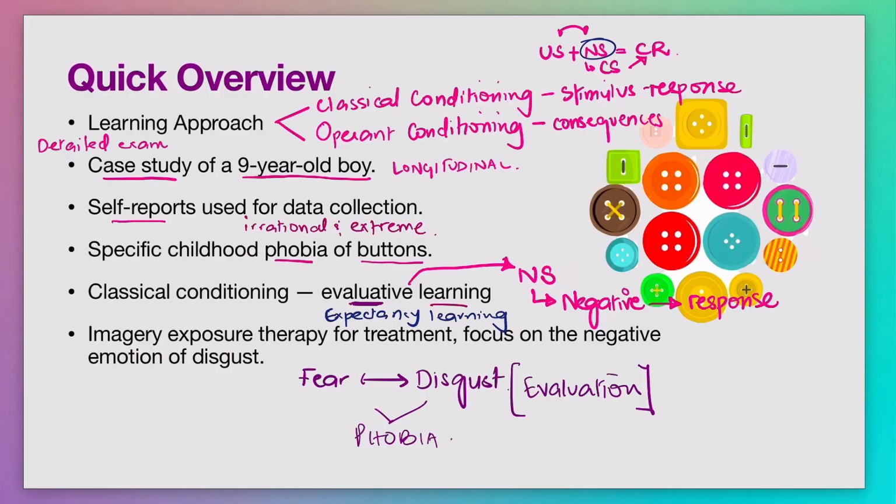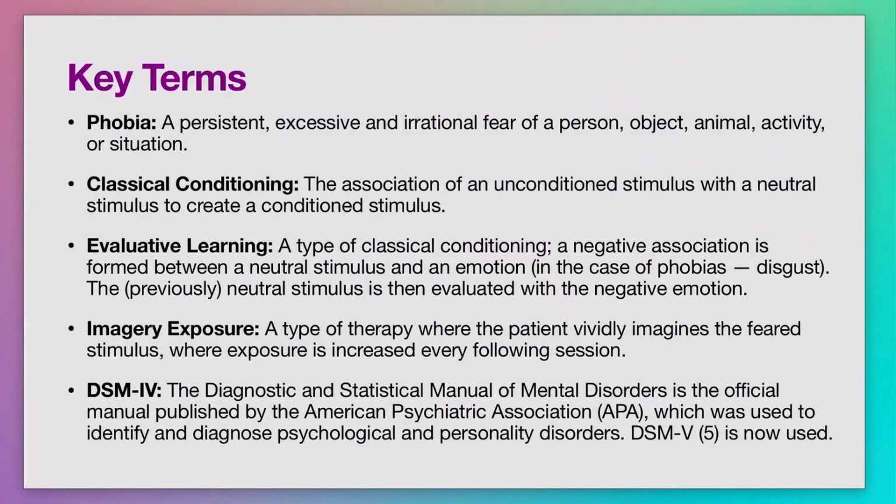So, like I said, super interesting case, very unique. I have not seen anything about buttons since then. But now let's just look at the key terms so that we can remember them and keep them in mind as we proceed through our lessons on this case. So, as I mentioned, a phobia is a persistent, excessive, and irrational fear. Now let's look at the key terms in this lesson so that you can keep them in mind as you go through the next few lessons on this case study as well.